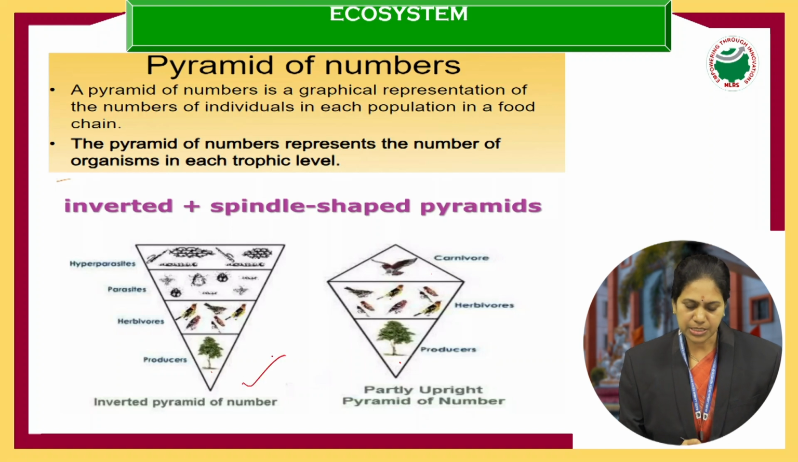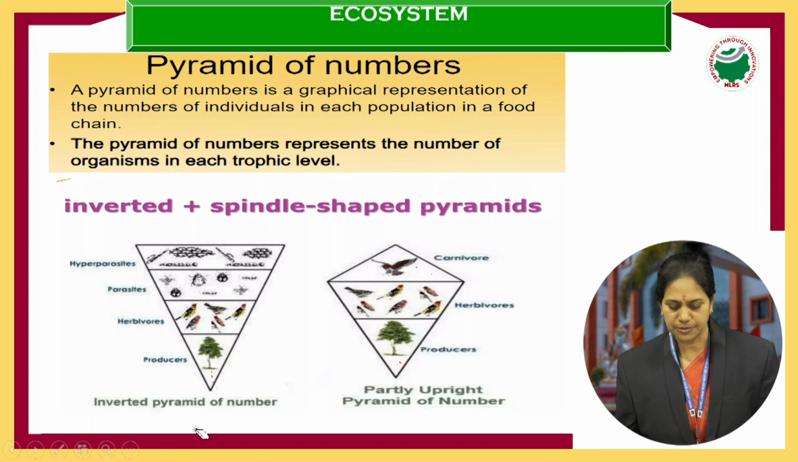This pyramid also depicts number. By just showing this representation, you can easily say that the number of producers is less when compared to the number of consumers. By looking at this particular picture, we can depict that the number of producers is less when compared to consumers, and the higher order consumers are again fewer. That is why this shape is being given to them. So that is all about the pyramid of numbers.